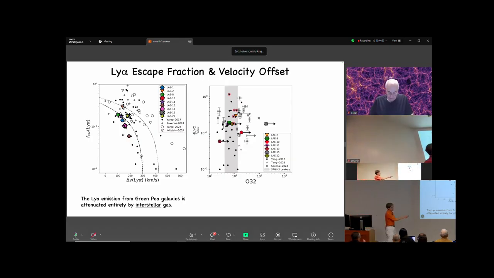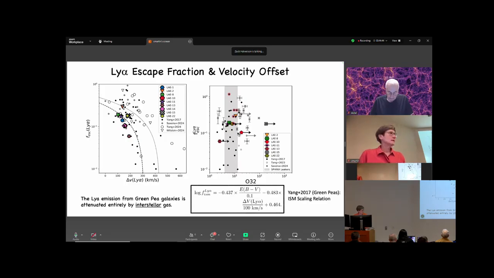So this Yang sample of the green peas, we're going to use as our basis for modeling the interstellar attenuation of Lyman alpha, because you can see these populations have similar properties, okay? And what he did was basically fit the Lyman alpha escape fraction as a function of the Lyman alpha velocity offset and the amount of dust in the galaxy, the reddening. And the coefficient out front has to do with the choice of extinction curve that was used here.